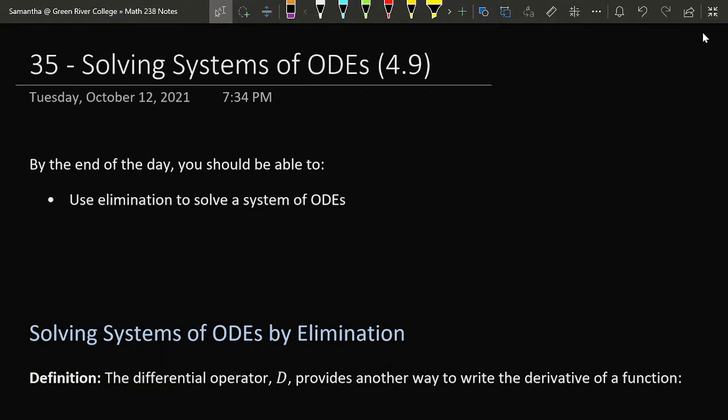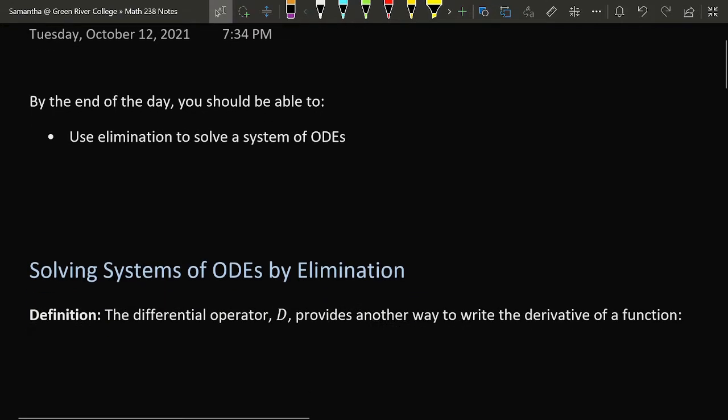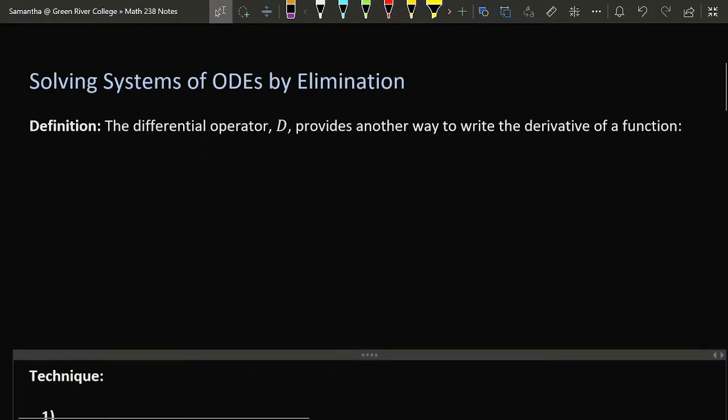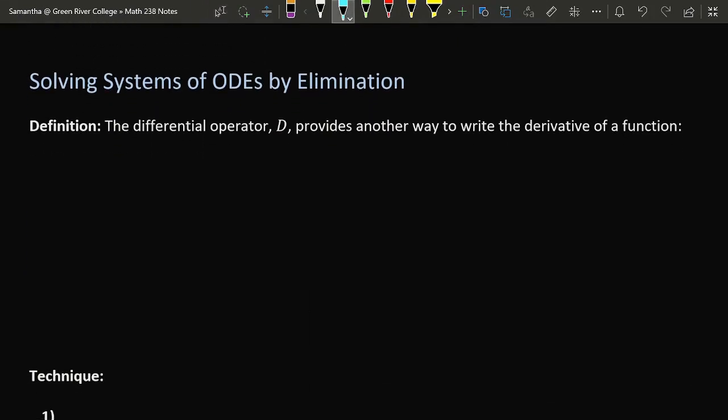In this video, we're going to talk about a technique that can be used to solve systems of differential equations. The idea is to rewrite the system of equations so that you can use the algebraic technique of method of elimination that we learned in algebra for solving systems of algebraic equations. And the thing that we're going to use to rewrite our differential equations so that we can use this technique is the differential operator, which is called capital D.